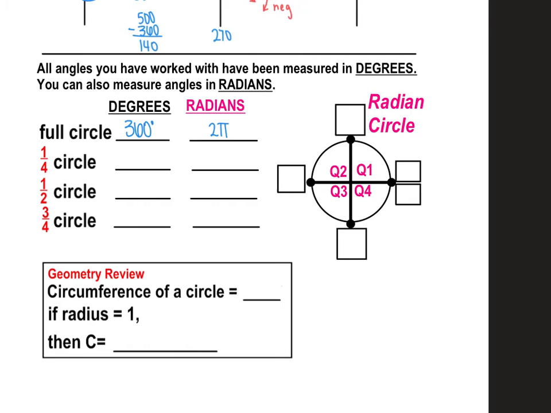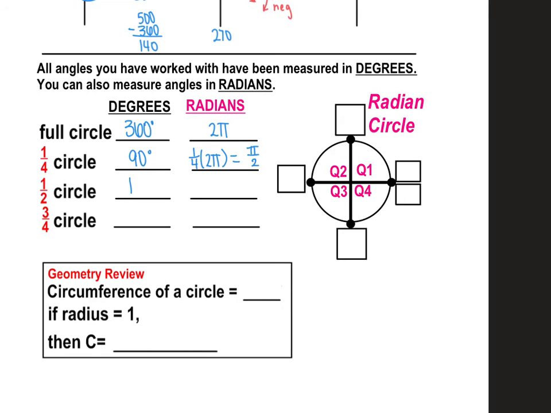Okay, so what we know is if we had a quarter circle, and this is stuff we found out before, it was 90 degrees. So that's essentially like taking a quarter of 2 pi, okay? Just like how we took a quarter of 360. So 90 degrees will be equivalent to pi over 2.